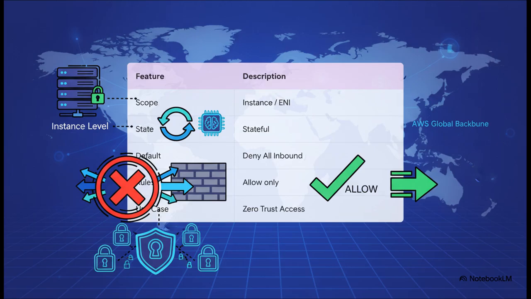You know, the real magic of security groups comes from this combination of features. They operate right at the instance level, and they are stateful. We'll get to what that means in just a second. But this is the critical piece. By default, they deny all inbound traffic. It's a secure by default model. You can only create allow rules, which forces you to be very explicit about what you're letting in. This makes them perfect for creating those precise zero-trust access policies.